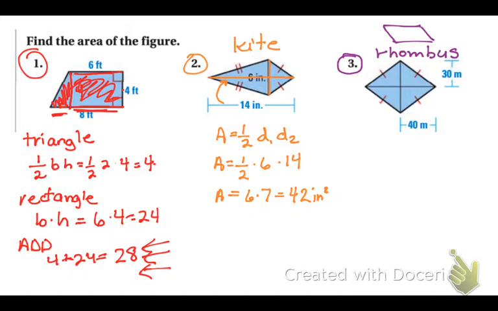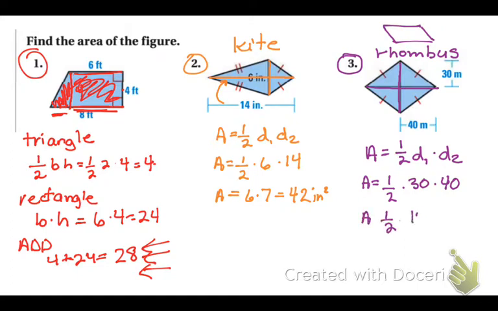So the area for a rhombus is the same as a kite. It's 1/2 d1 times d2, equals 1/2. Here are our diagonals. Here's one diagonal, so that's 30. The other diagonal is 40. 30 times 40 is 1,200. Area equals 600 meters squared. So that's really all there is to it.